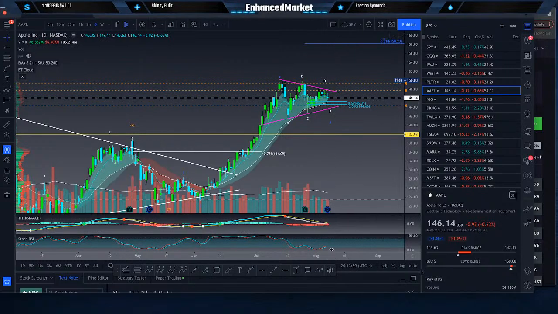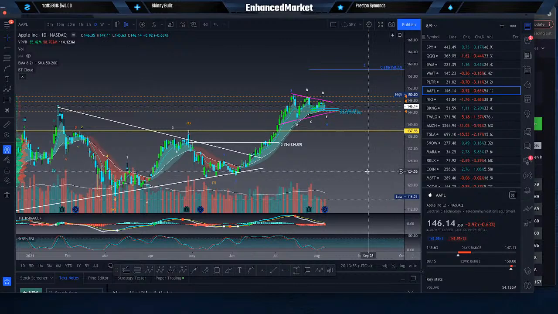Take a look at the MACD and the RSI. Looking pretty bullish, right? We're going to start to get across and move back to the upside. Really like Apple, actually.